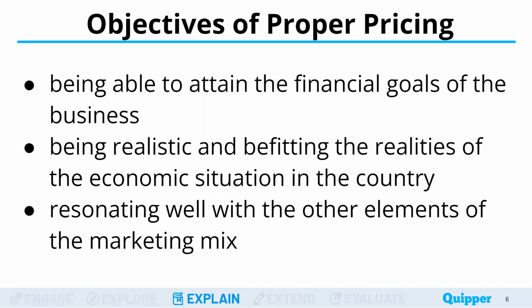Siyempre, dapat tama yung pagpresyo natin sa mga product natin. Hindi pwedeng ang aim natin is makakuha lang ng madaming customer kaya bababaan natin yung presyo natin. Pero nako-compromise naman yung financial goal natin na kumita, no? So, we want more customer pero mababa yung presyo natin. So, at the end of the day, kapag nag-compute ka ng kinita mo, mas malaki pa rin yung expenses mo. So, nako-compromise yung financial goal natin.